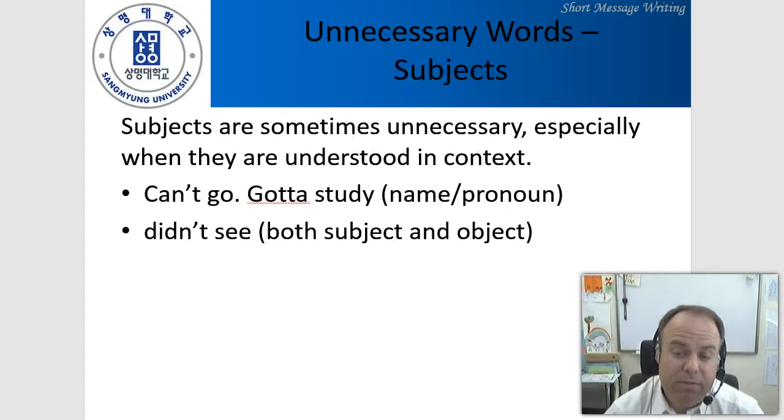Now we can also get rid of subjects in many cases, particularly pronouns when they're in the subject position. So something like, can't go, gotta study. Well, I can't go, I have to study. It's very easy to remove I there because in the context it's very clear. Didn't see. Well, maybe I could ask somebody, did you see my friend Kevin? And then I just respond, didn't see. Well, I didn't see him. Could easily be cut off because it's understood in context. And so sometimes the subjects can be removed as well as the objects when it's clear from the context.